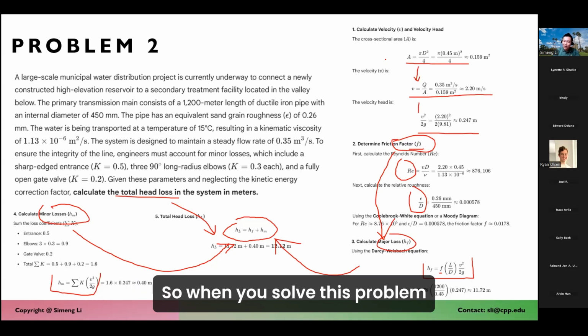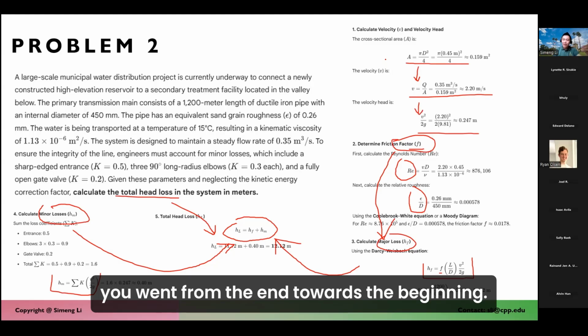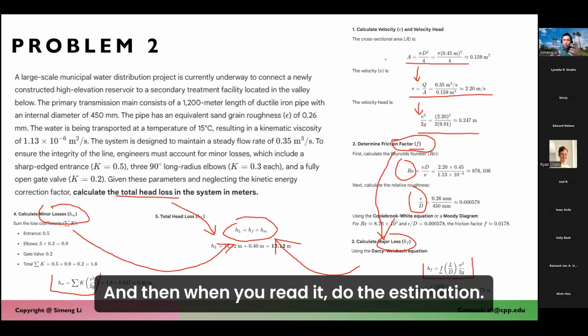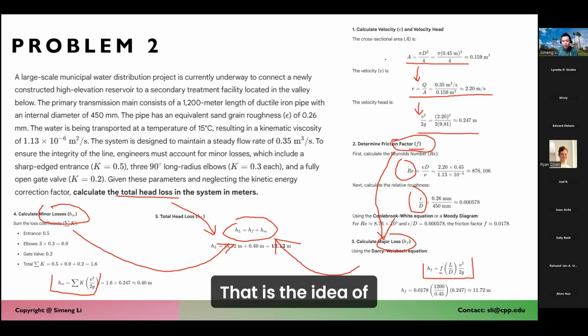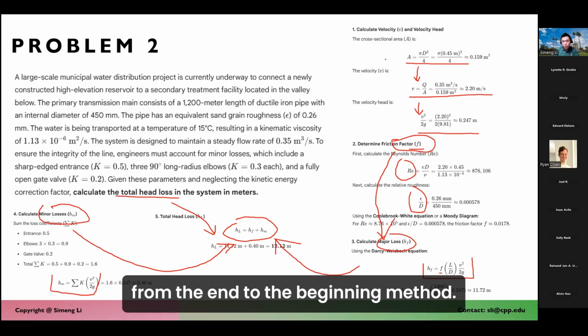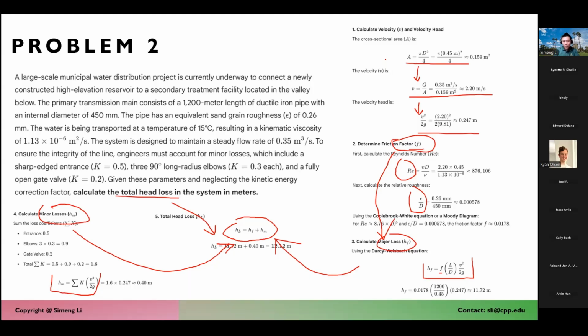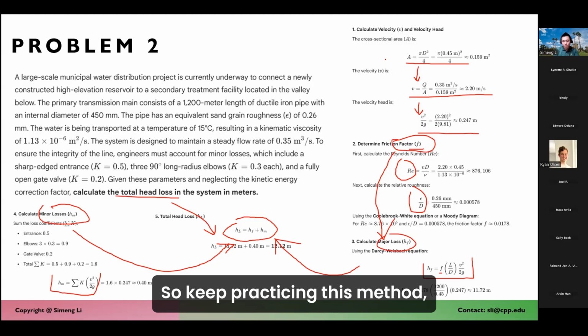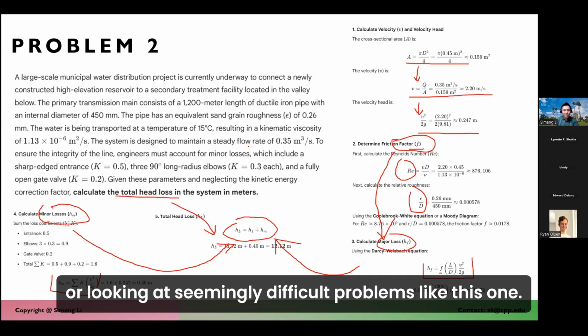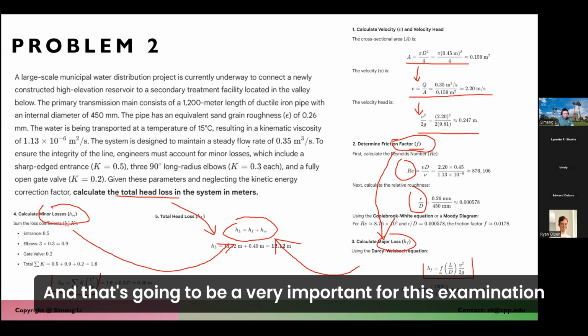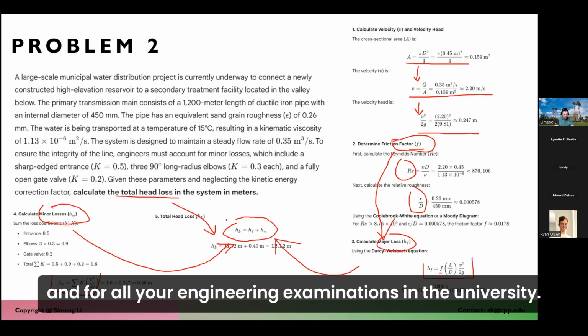Okay. So when you solve this problem, you went from the end towards the beginning. And then when you really do the calculation, you do it from the beginning to the end. That is the idea of the end-to-beginning method. So keep practicing this method, especially for difficult problems or seemingly difficult problems like this one. That's going to be very important for this examination and for all your engineering examinations in the university.